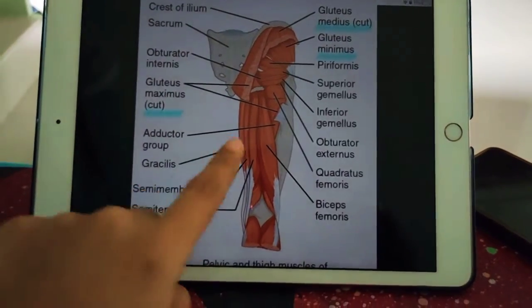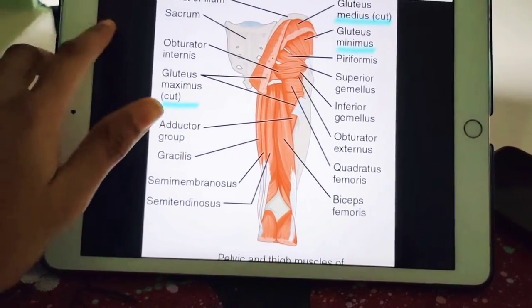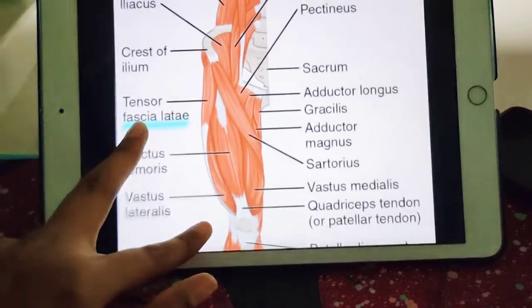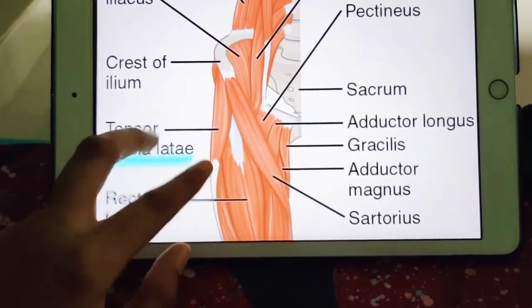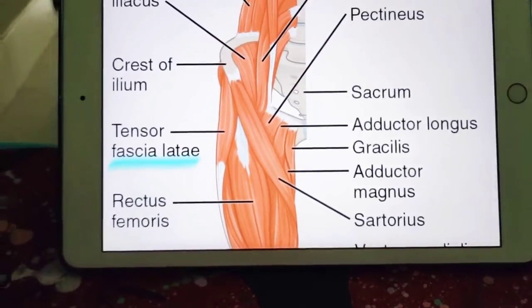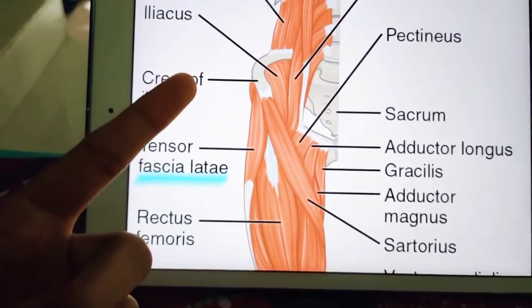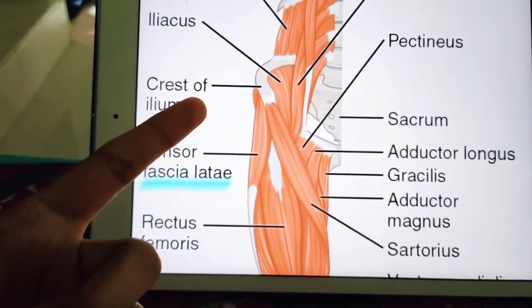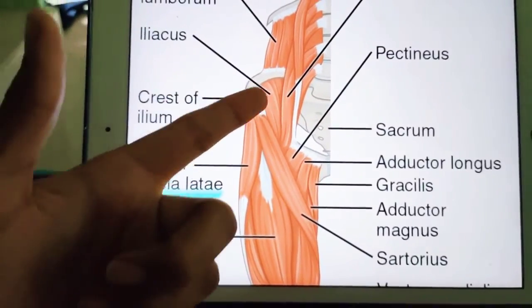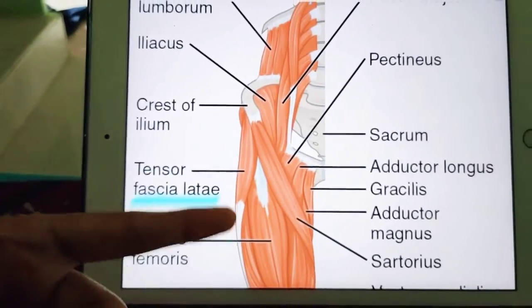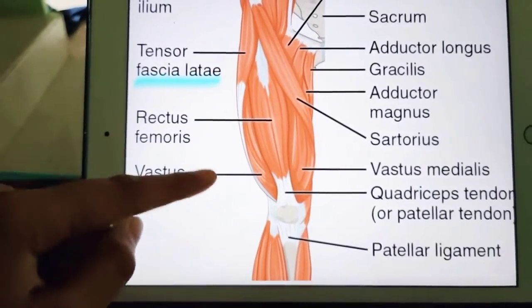Next, coming to the last one, tensor fasciae lata. We'll see another diagram. So here you have your tensor fasciae lata, this muscle. Okay, this gets its origin from the outer lip of the iliac crest up to the tubercle here. This is the iliac crest, outer lip, right? It gets its origin there, and is inserted into the iliotibial tract.